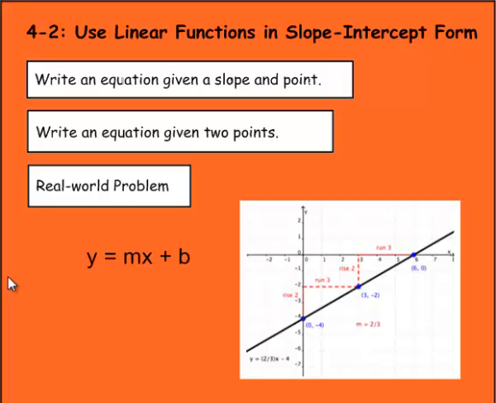We're on lesson 2 of chapter 4, in which we'll use linear functions in slope-intercept form. First we'll write an equation given a slope and point, then we'll write an equation given 2 points, then we'll do a real-world problem. We're still working with slope-intercept form, which is the one that we're usually familiar with, y equals the slope times x plus b.